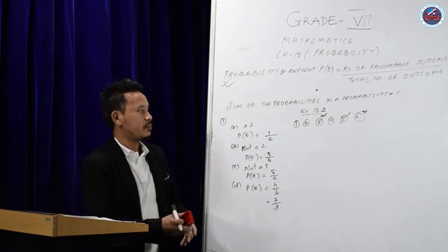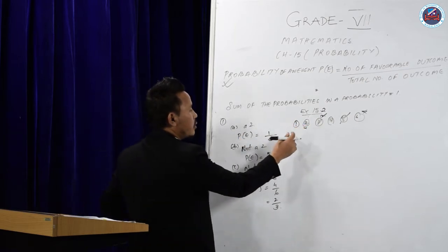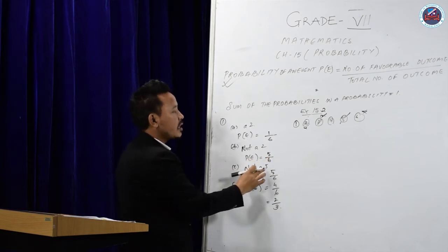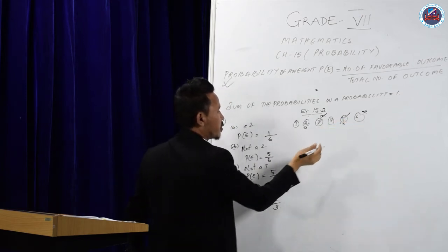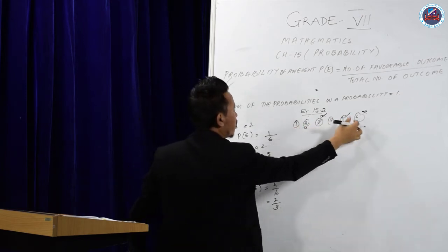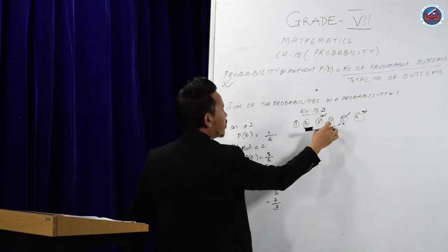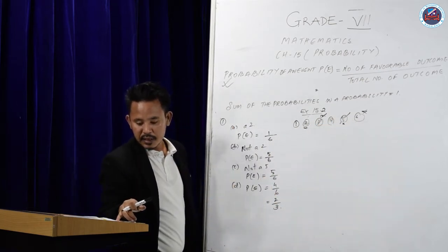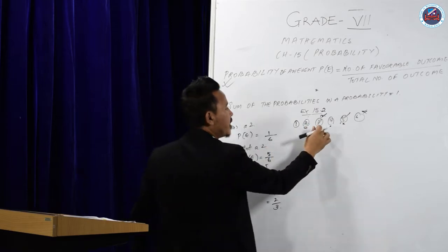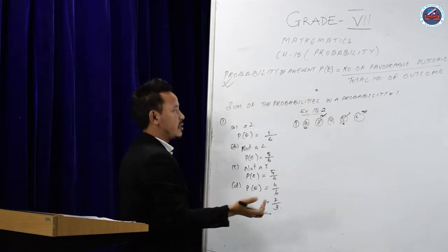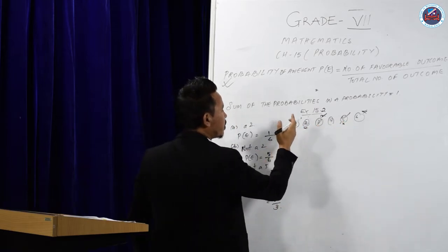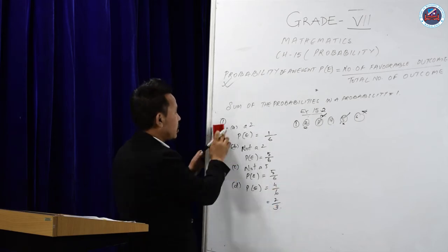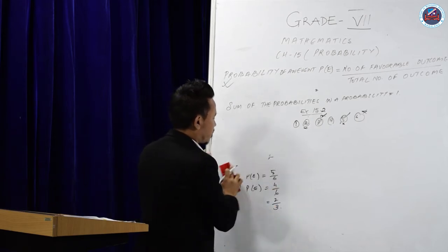Not a 2. That means we will not consider this 2. So 1, 3, 4, 5, 6, which is 5 upon 6. Now not a 5. We will not consider this one, so 1, 2, 3, 4, 6 upon 6. Now the last one is not a multiple of 3. So 3 and 6 are multiples of 3, so we will not consider those. The remaining favorable outcomes will be 1, 2, 4, 5. 4 upon 6 gives us 2 upon 3. Now moving on to question number 2.